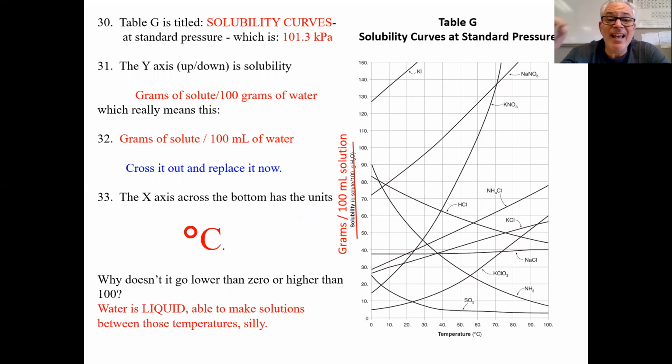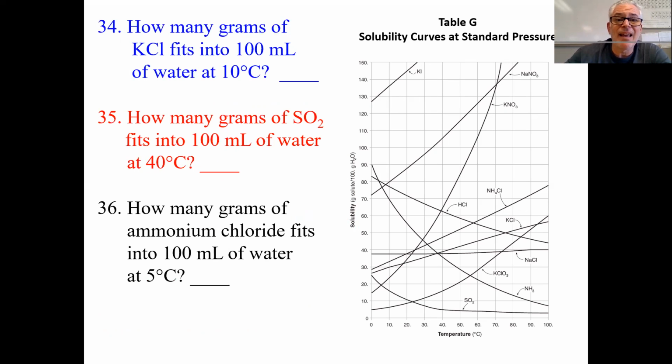This is aqueous solutions, right? And the reason is because water doesn't really go below 0 and stay a liquid, or above 100. Now, actually, with stuff dissolved in it, you break that rule a little bit, but it goes from 0 to 100. Now, how do we read this graph?